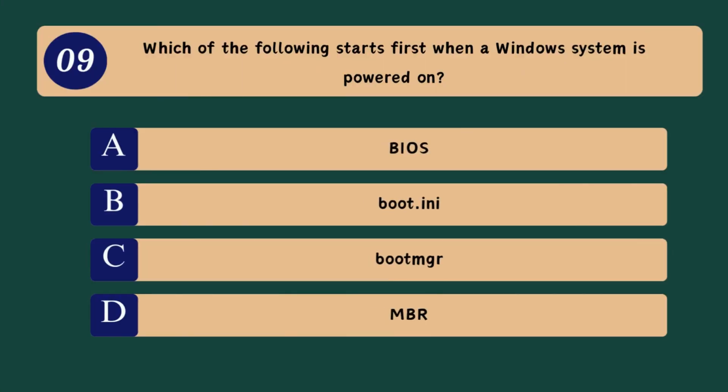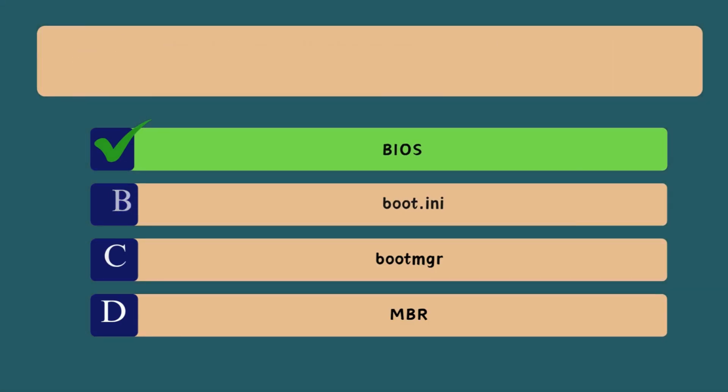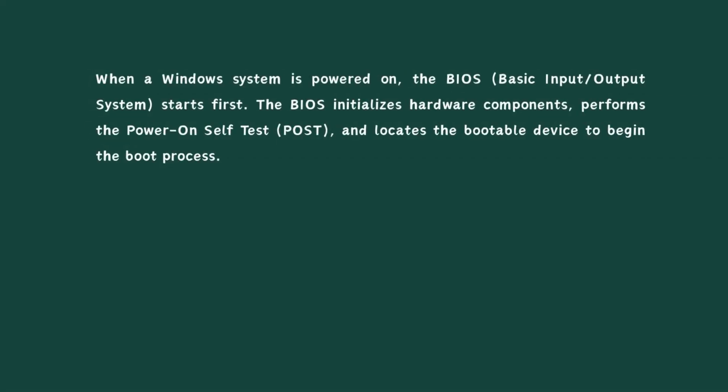Question 9. Which of the following starts first when a Windows system is powered on? A. BIOS. B. Boot Dyni. C. Boot MGR. D. MBR. Correct answer, A. BIOS. When a Windows system is powered on, the BIOS, Basic Input-Output System, starts first. The BIOS initializes hardware components, performs the power-on self-test, POST, and locates the bootable device to begin the boot process.